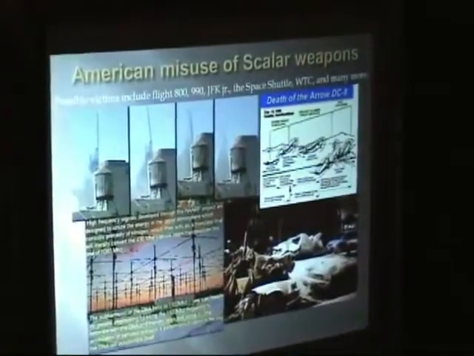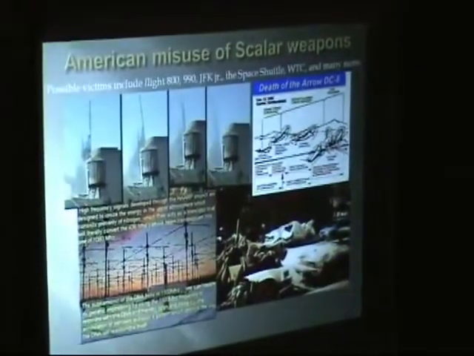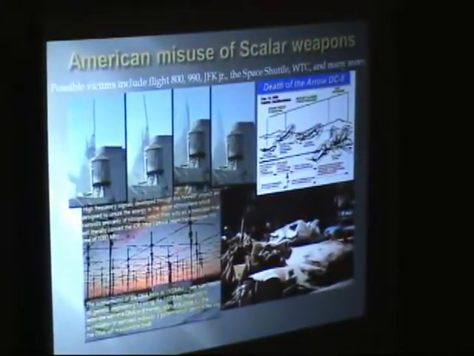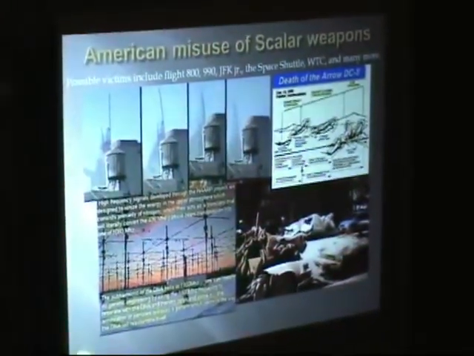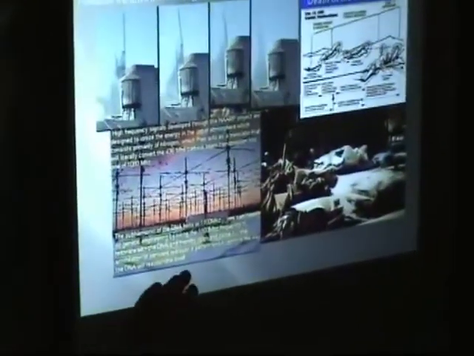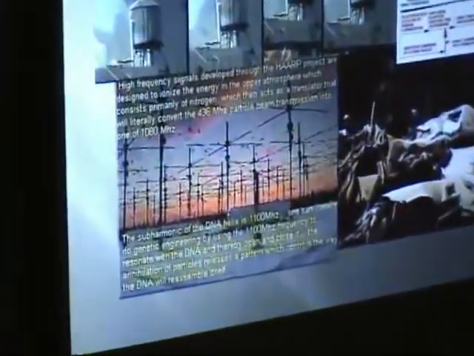American misuse of scalar weapons. What? The Russians the only ones who have this stuff? Come on. All right. HARP. Everybody familiar with HARP? What is HARP for? Okay. I don't know what that means. High altitude atmospheric research. There you go.